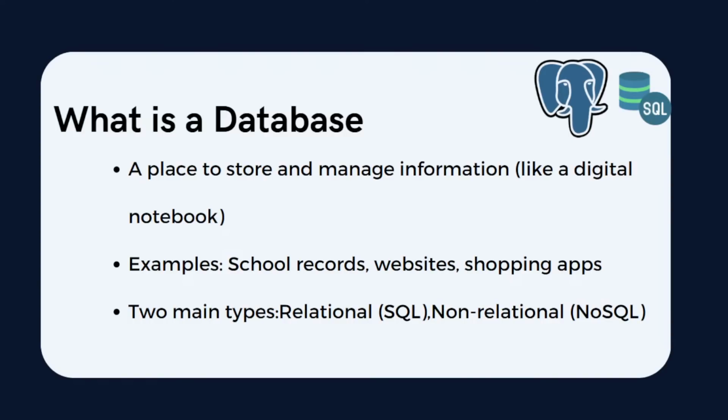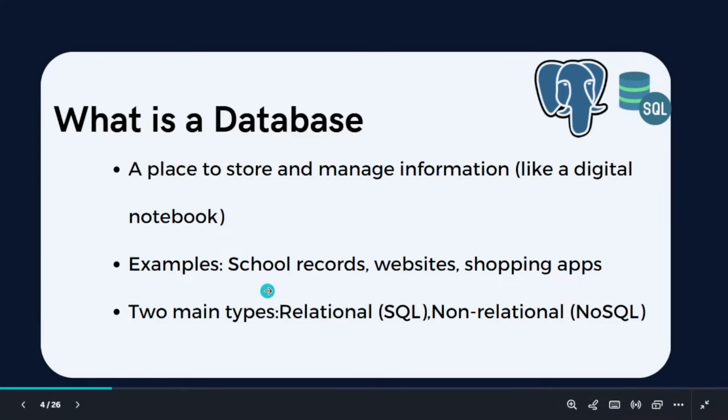The collection of information is data, and we need to store the data somewhere. So we use a computer. Using a computer we store all the data, and storing all the data in this way is called a database. Examples are school records, websites, and shopping apps.